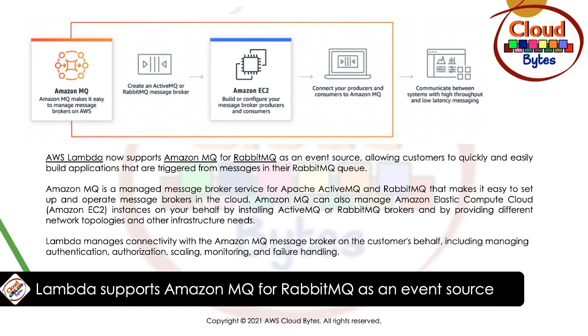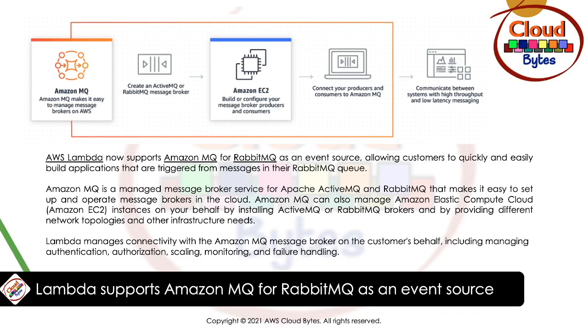Lambda supports Amazon MQ for RabbitMQ as an event source. AWS Lambda now supports Amazon MQ and RabbitMQ as an event source, allowing customers to quickly and easily build applications that are triggered from messages in their RabbitMQ queues. Amazon MQ is a managed message broker service for Apache ActiveMQ and RabbitMQ that makes it easy to set up and operate message brokers in the cloud.